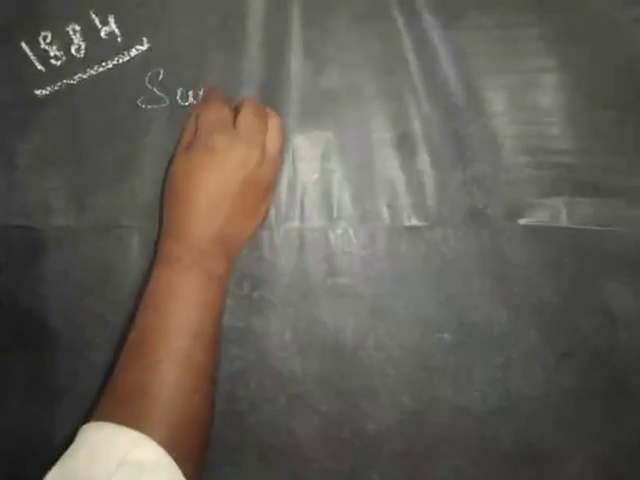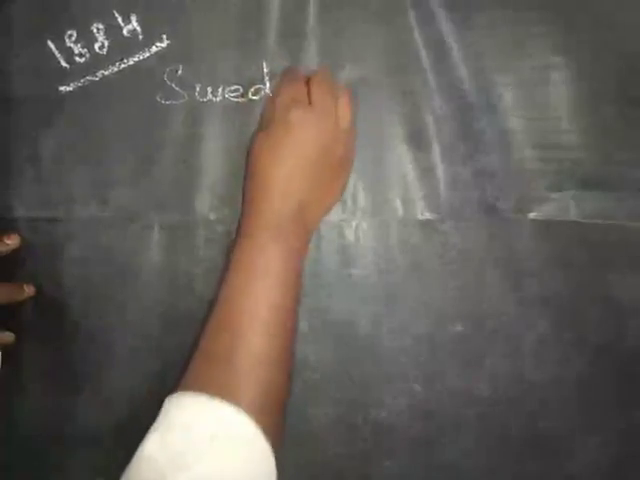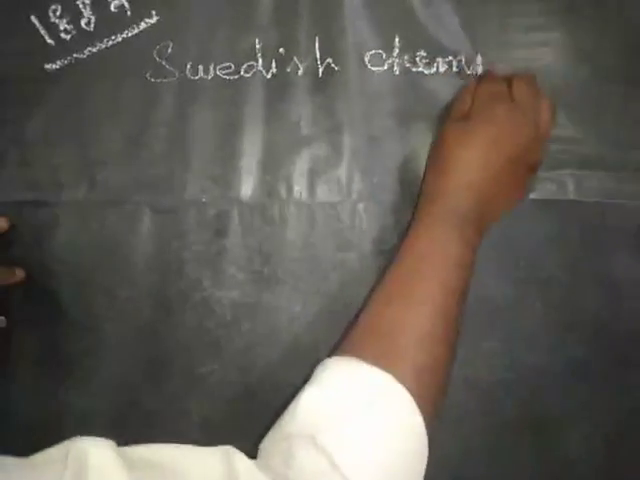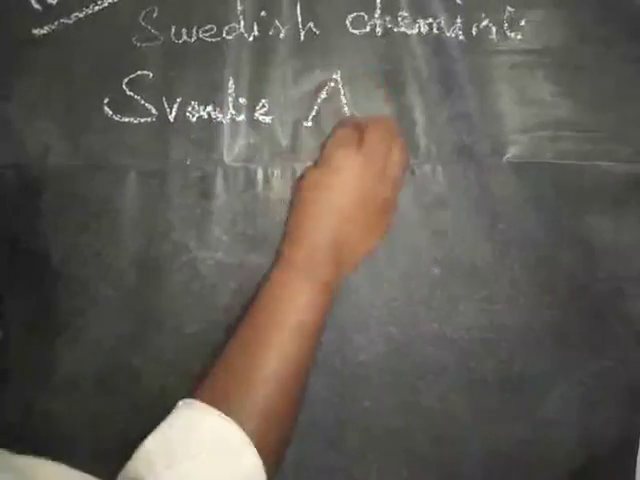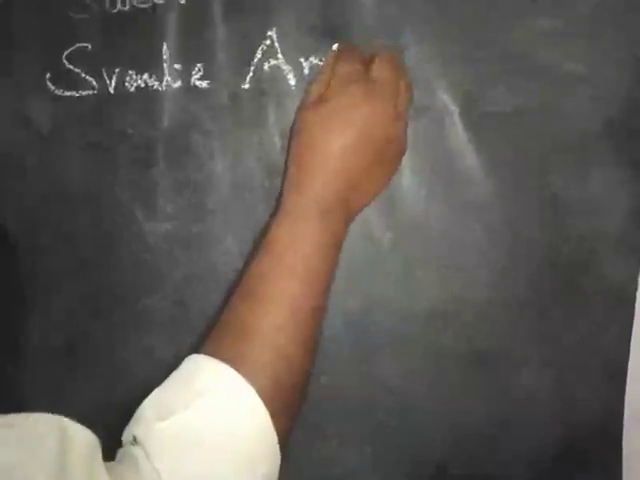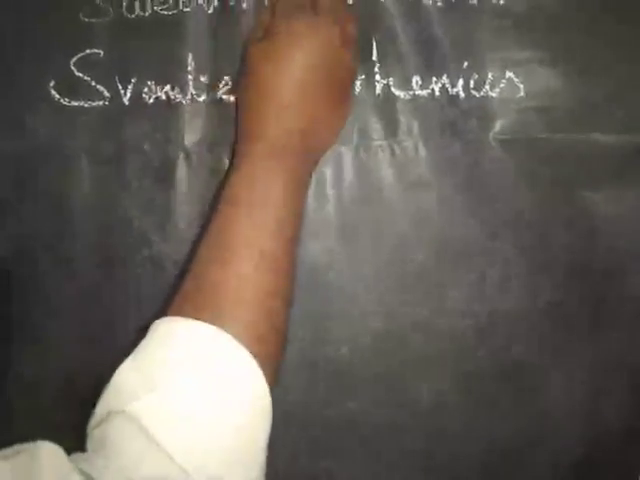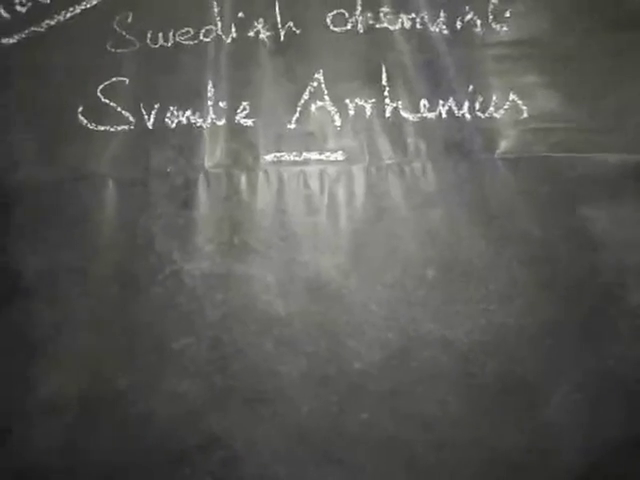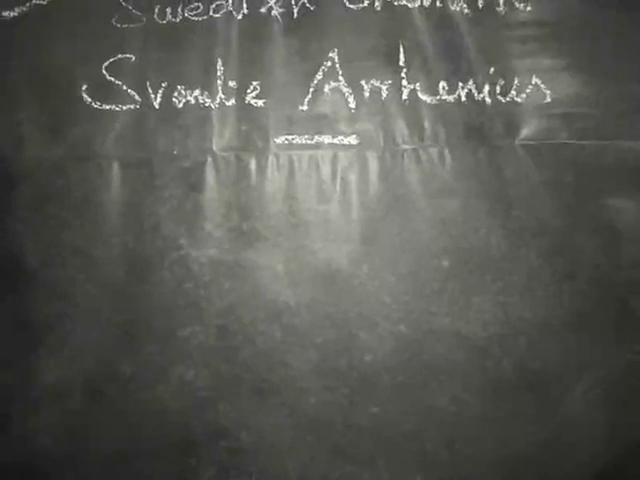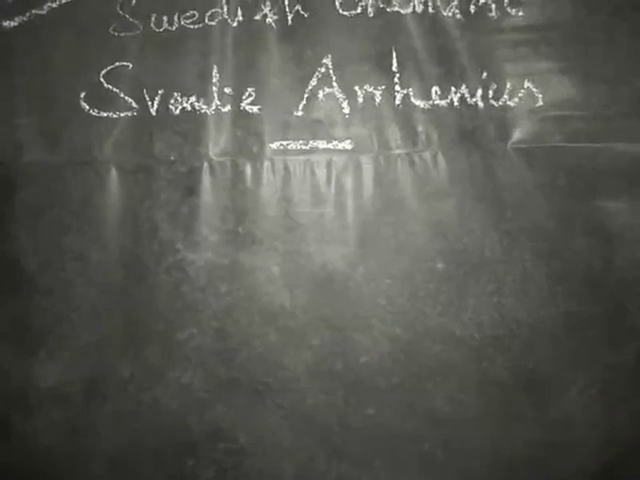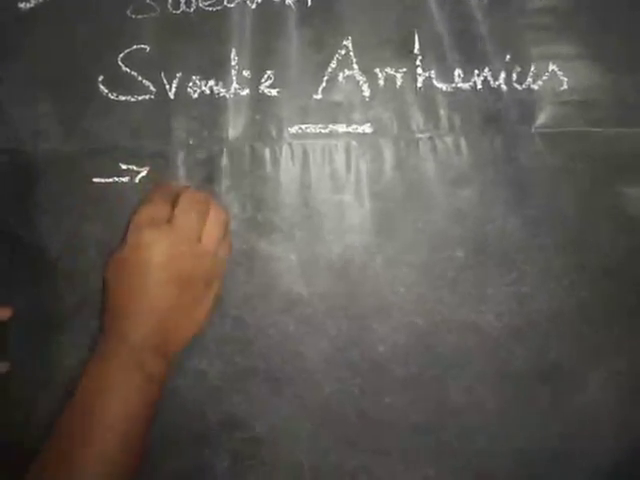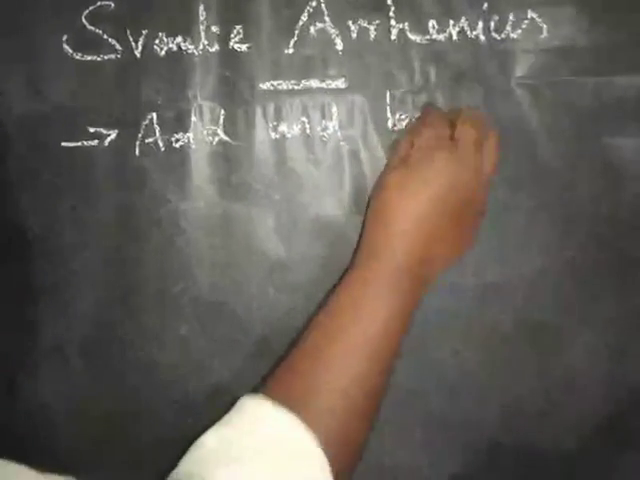In the year 1884, the Swedish chemist Svante Arrhenius, spelled A-R-R-H-E-N-I-U-S, proposed a theory called the acid and base theory. Who first gave the acid and base theory? Arrhenius.